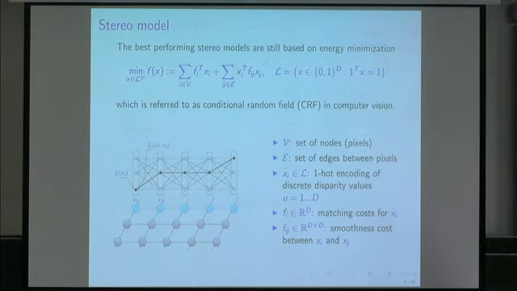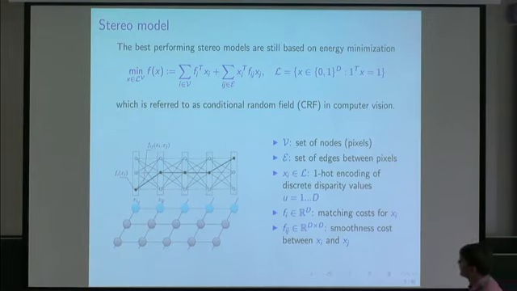I still believe, I hope you agree, that the best performing stereo models are still based on energy minimization. When you look at these benchmarks, there's a lot of engineering involved, but usually at some point some energy-based method is used in order to get a final solution. So what we are using here is a classical model. In computer vision it's called a conditional random field.